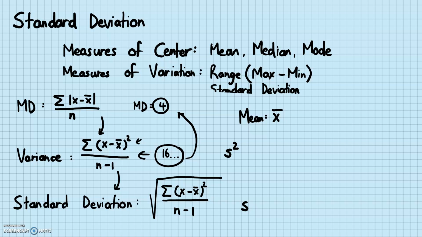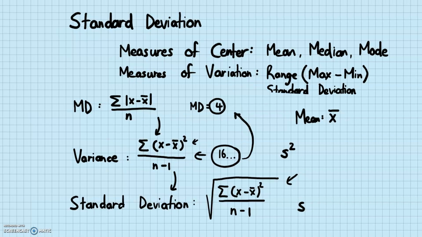So even though this looks a bit complicated to calculate, it's not that complicated. You'll have to find the mean first, and then find the difference between the data and the mean, and then square those, and then add them all up, divide by the number of data minus 1, and then take the square root. So I think it's going to be a little bit easier if you try to find the variance first, and then take the square root of that to find the standard deviation.